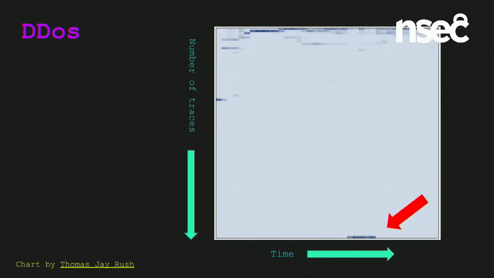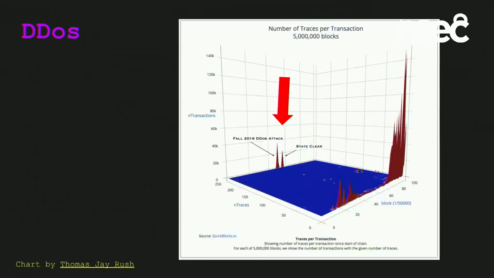So this is a heat map of the number of traces per transaction on the Ethereum network. You'll notice that most transactions over the history are clustered near the top. This means they had only a small amount of traces. And the DDoS stands out on the extreme opposite side with thousands per transaction. This is another view of the same data. The large peaks in the front are transactions with a very small amount of traces.